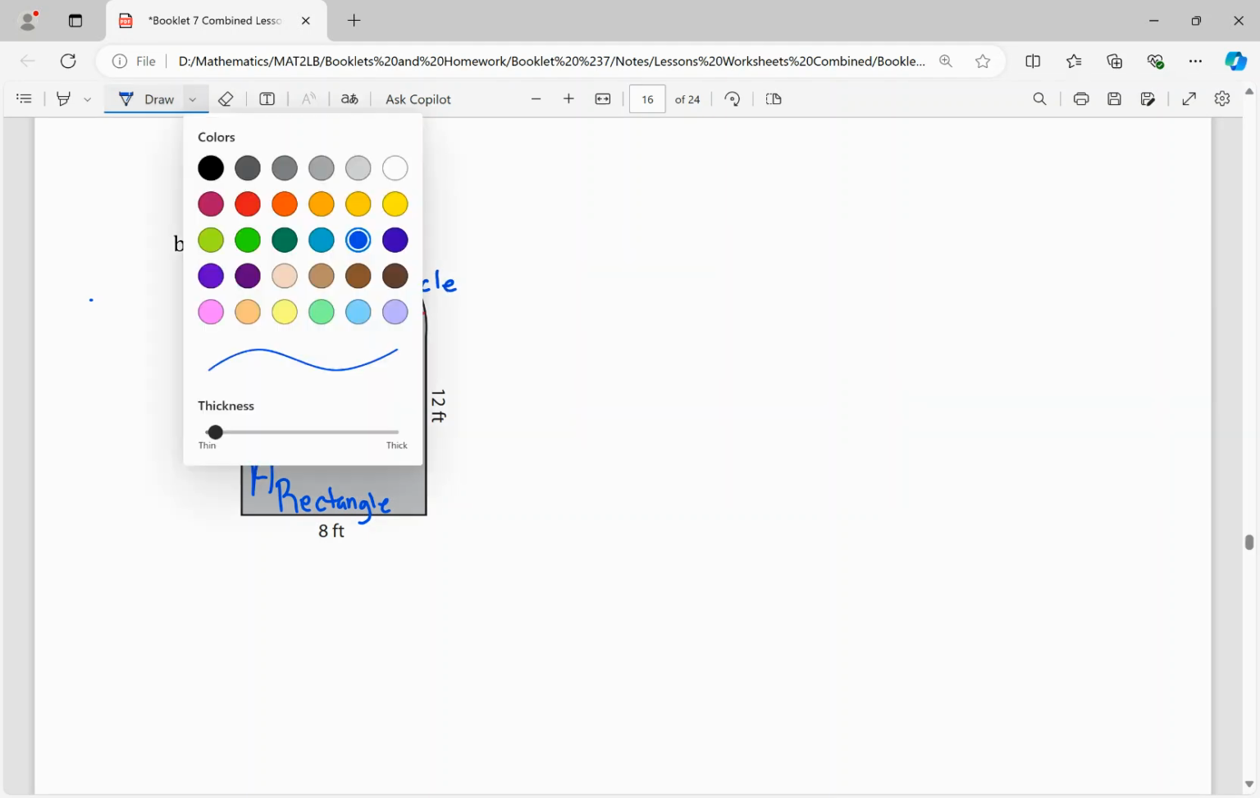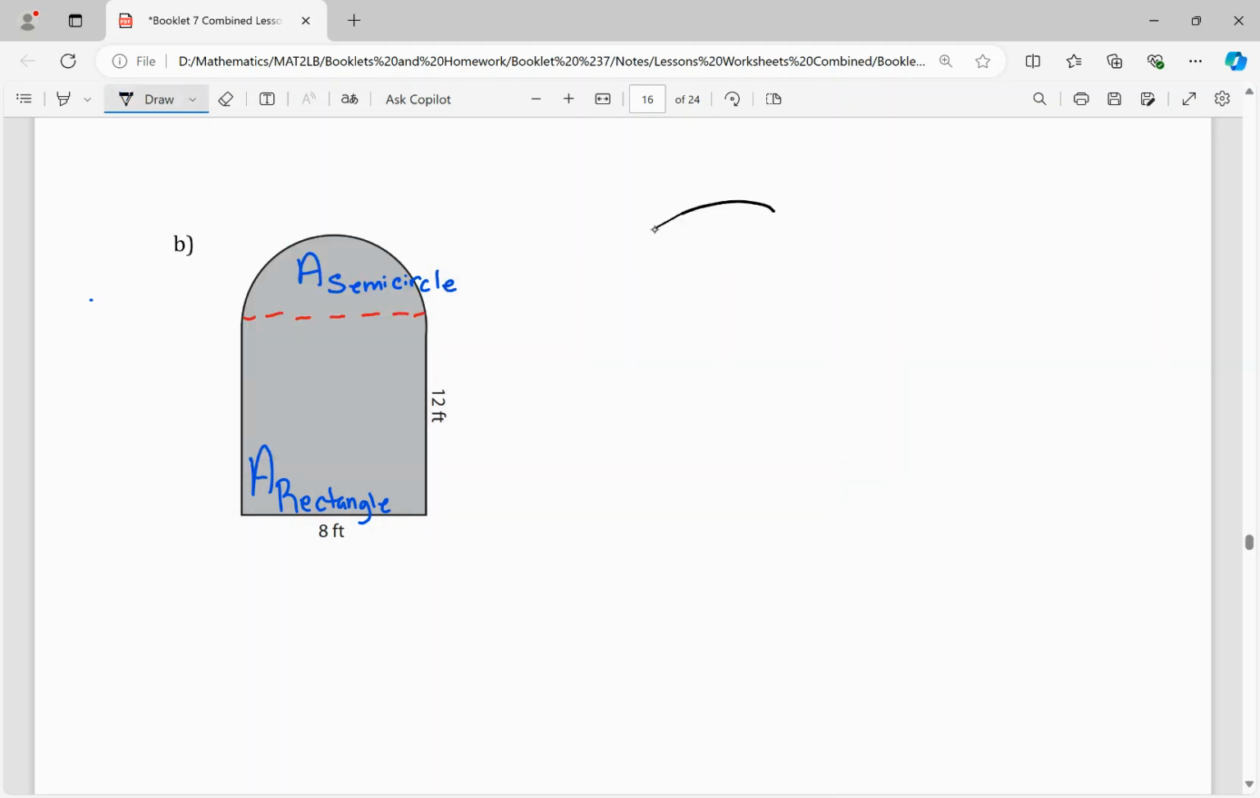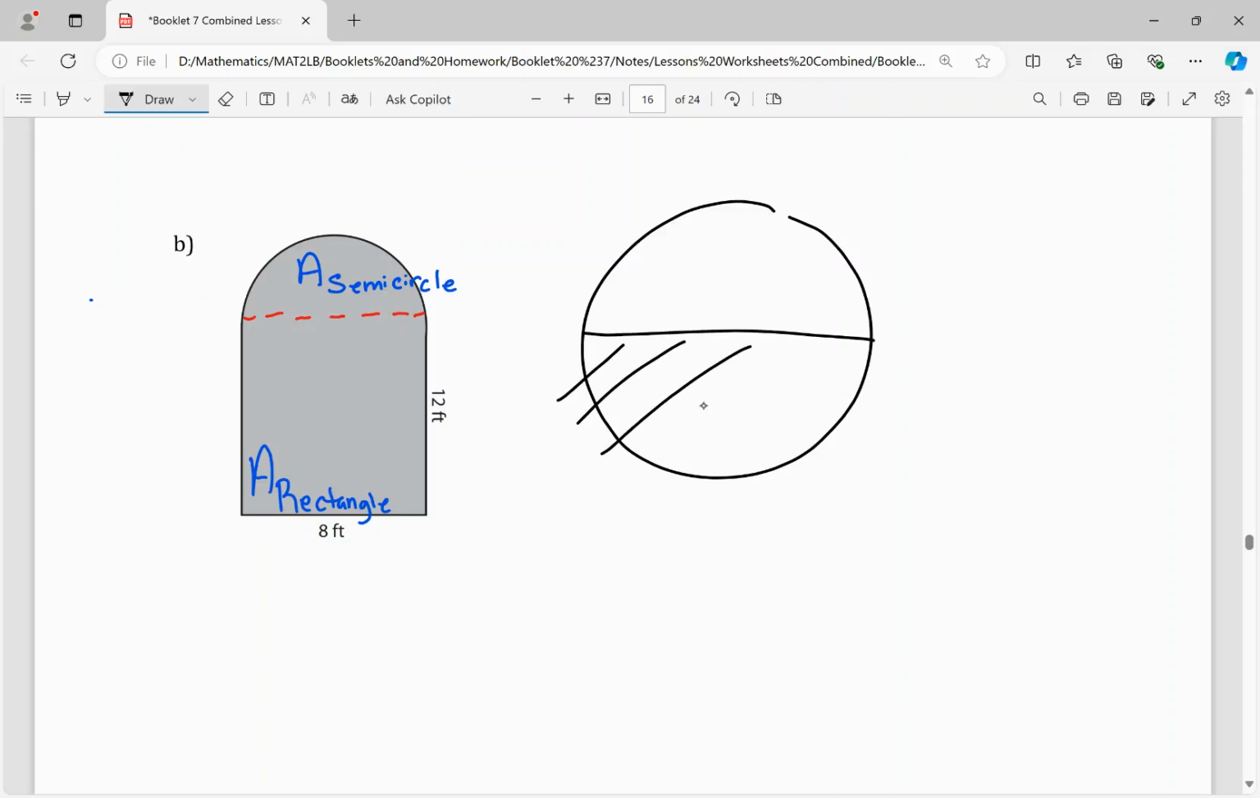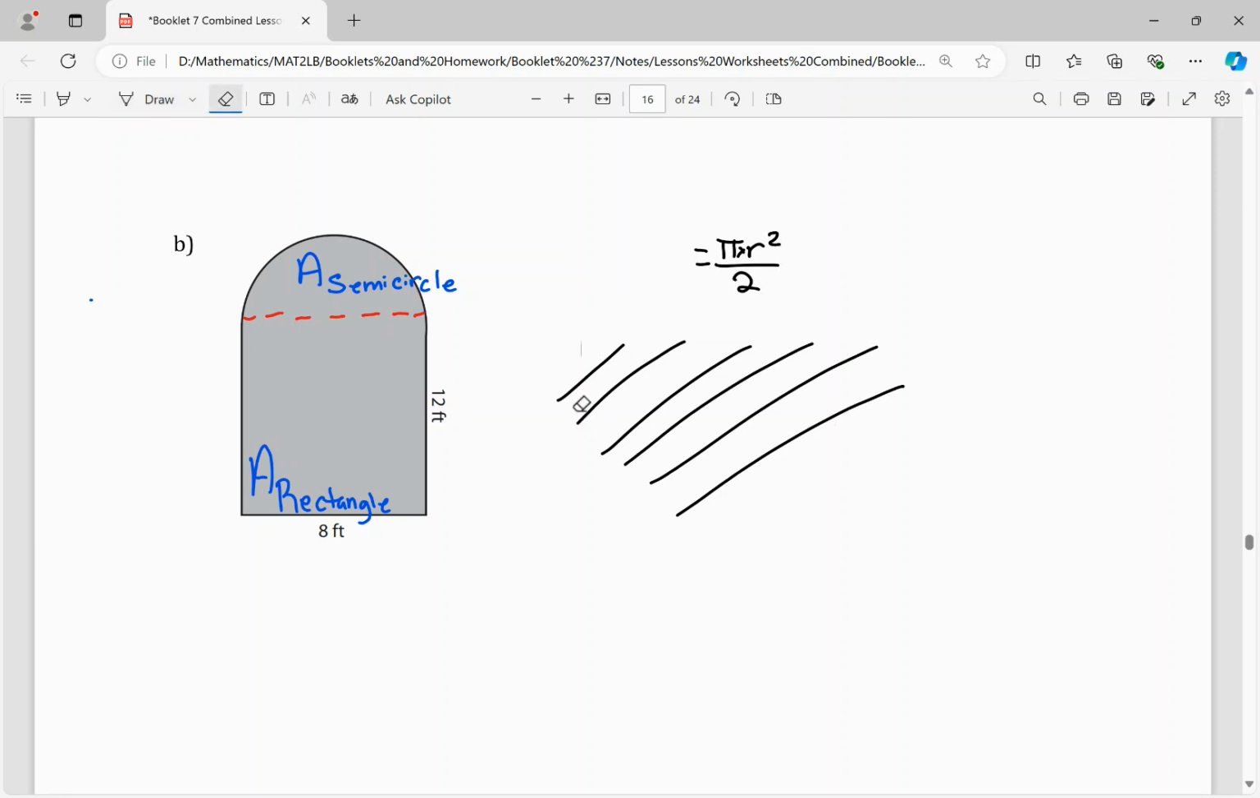Now, a semicircle is just a circle that's been cut in half. Semi means half. So in order to calculate the area of the semicircle, we're going to use the equation for the area of a circle, which if you remember is pi times r squared. But then after we're going to divide it by 2 because it's not a full circle, it's only the top half of a circle. But we'll get to that a little bit later.